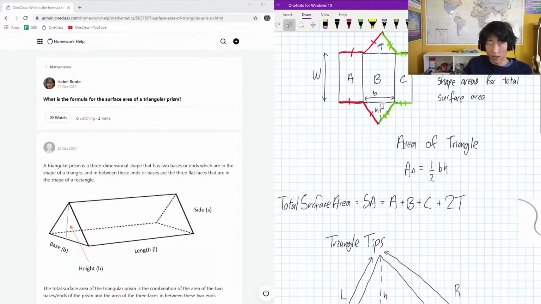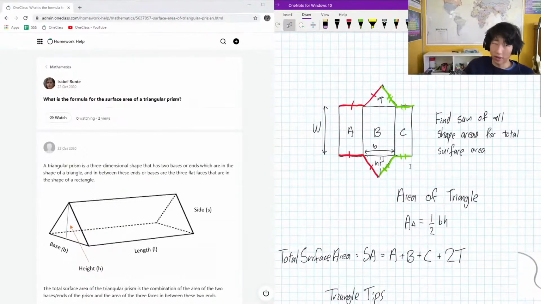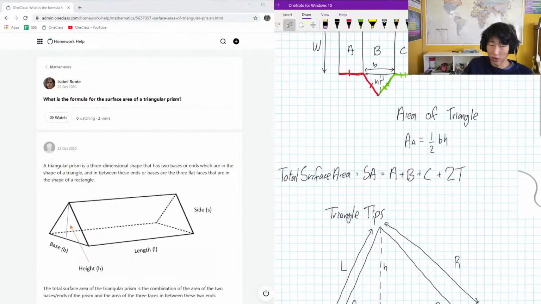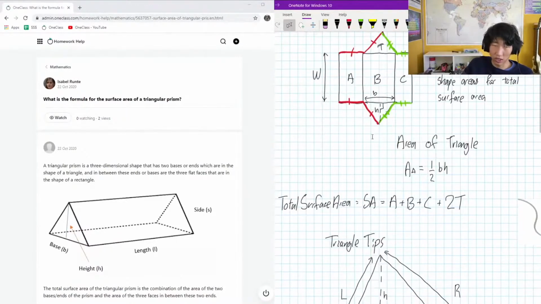But otherwise, you want to be very familiar with triangles and be able to find all side lengths of a triangle and the area of any triangle. Once you can do that, it is very simple to find the surface area of a triangular prism. Just find out which one of those side lengths corresponds to which rectangle, and then you just multiply them by the width and you'll be good.